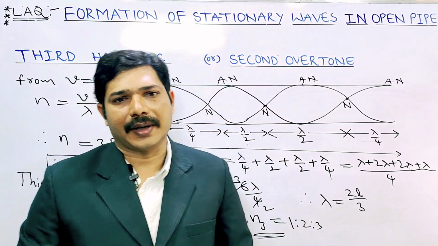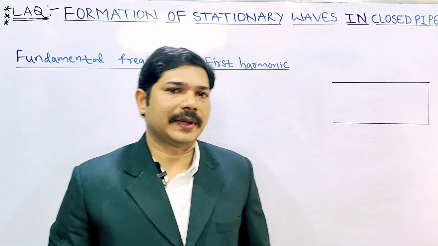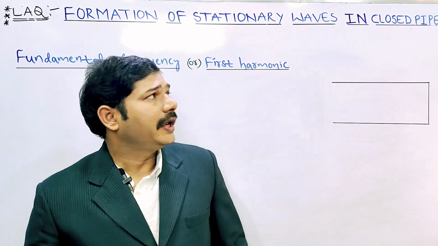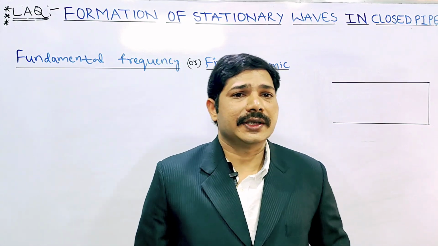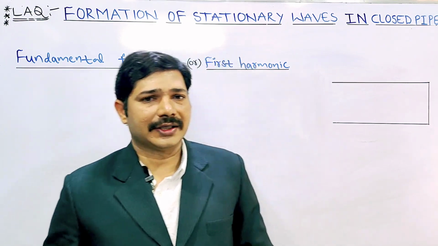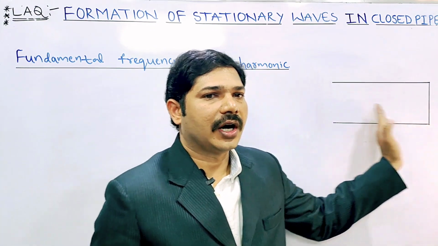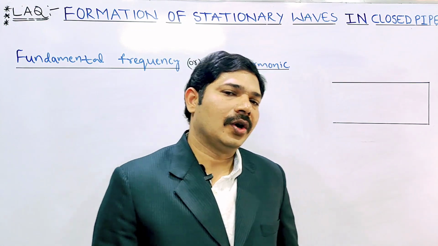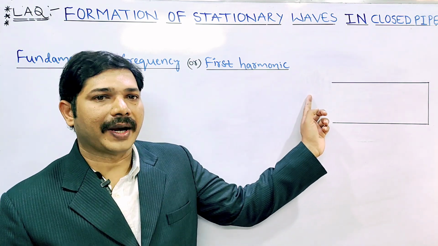We'll discuss the problems. Here also the same question, but instead of open pipe, closed pipe they'll ask. Explain the formation of stationary waves in air column enclosed in closed pipe, and derive the possible harmonics in closed pipe. Here closed pipe means one end is closed and another end is open. That cylindrical pipe is called closed pipe.